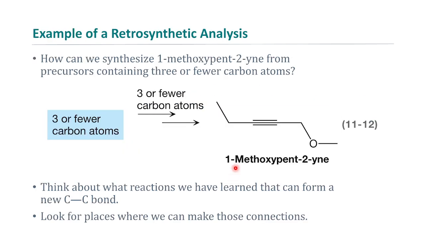It's pretty funny. Okay, so this is an example of a retrosynthetic analysis. How can we synthesize 1-methoxy pent-2-ene from precursors containing 3 or fewer carbon atoms? By the way, this is a very, very common retrosynthetic condition, that everything needs to be 3 or fewer carbon atoms.